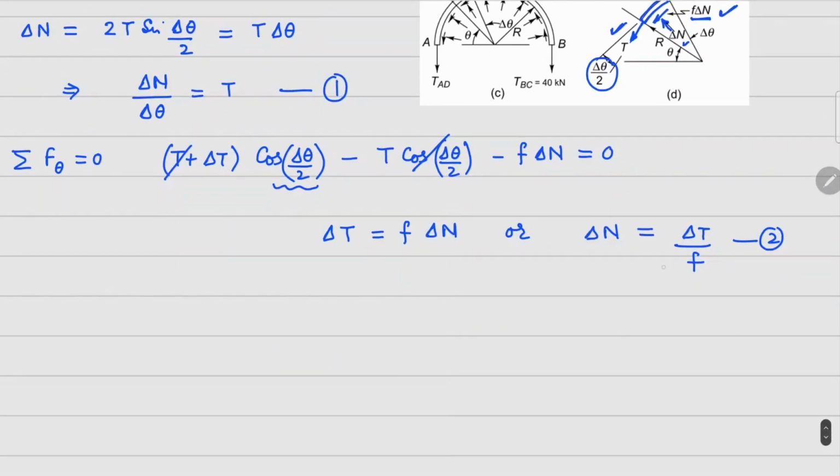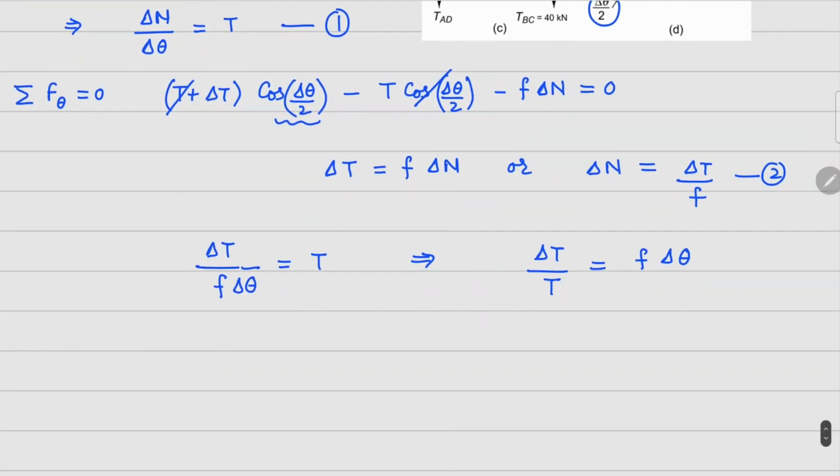Now if we substitute this value of delta n in equation number 1, we get delta T divided by F delta theta is equal to T. Now rearranging this, delta T over T is equal to F times delta theta, and under the limits where delta theta is going down to 0, this can be written as dT over T equals F d theta.